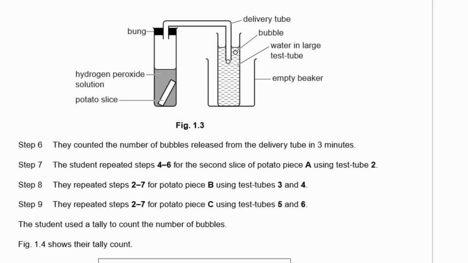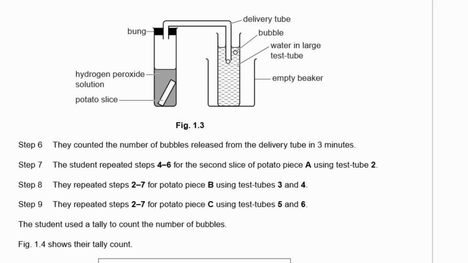Step 6. They counted the number of bubbles released from the delivery tube in 3 minutes. Step 7. The student repeated steps 4 to 6 for the second slice of potato, piece A, using test tube 2. So they repeated it with piece A with the second piece. Then step 8, they repeated steps 2 to 7 for piece B using test tube 3 and 4. So they did B1 and B2, doing the whole process for 3 minutes. And step 9, they repeated steps 2 to 7 for piece C using test tubes 5 and 6.